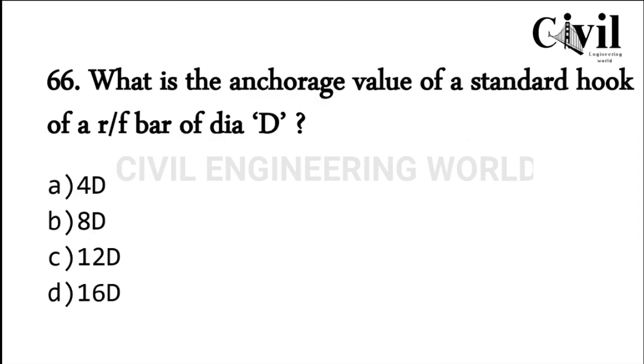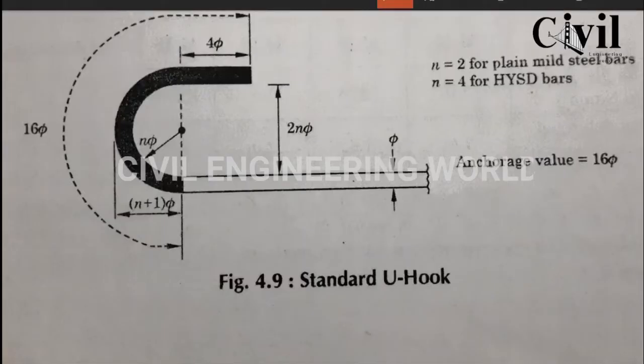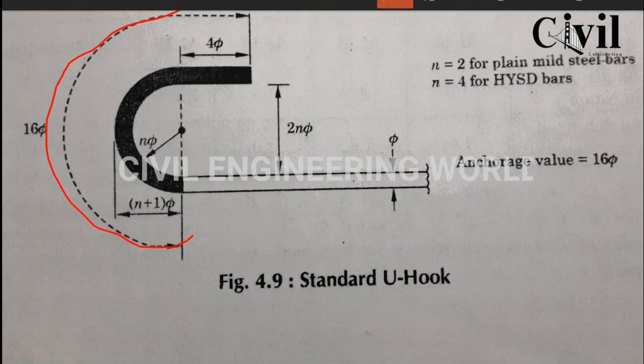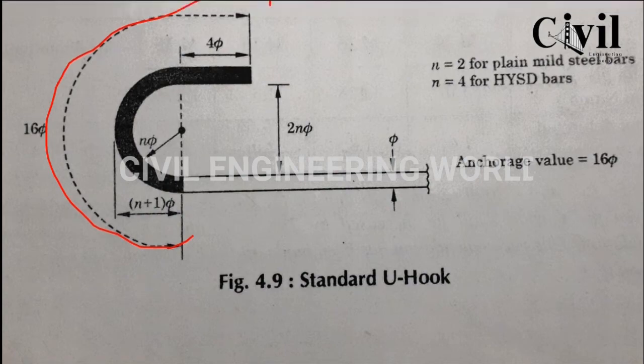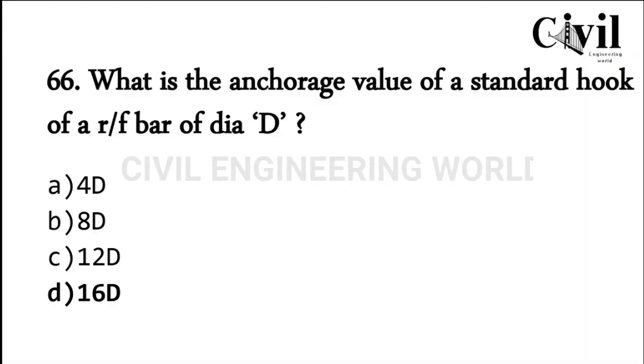What is the Anchorage value of the standard hook of reinforcement bars of diameter D? So here we have this table. Here you can see its standard hook length should be 16 times its diameter of the steel bar. So 16 times its diameter is the correct answer, but in case of 90-degree, here we have a formula, which is 8 times. So here 16 D is the correct answer.